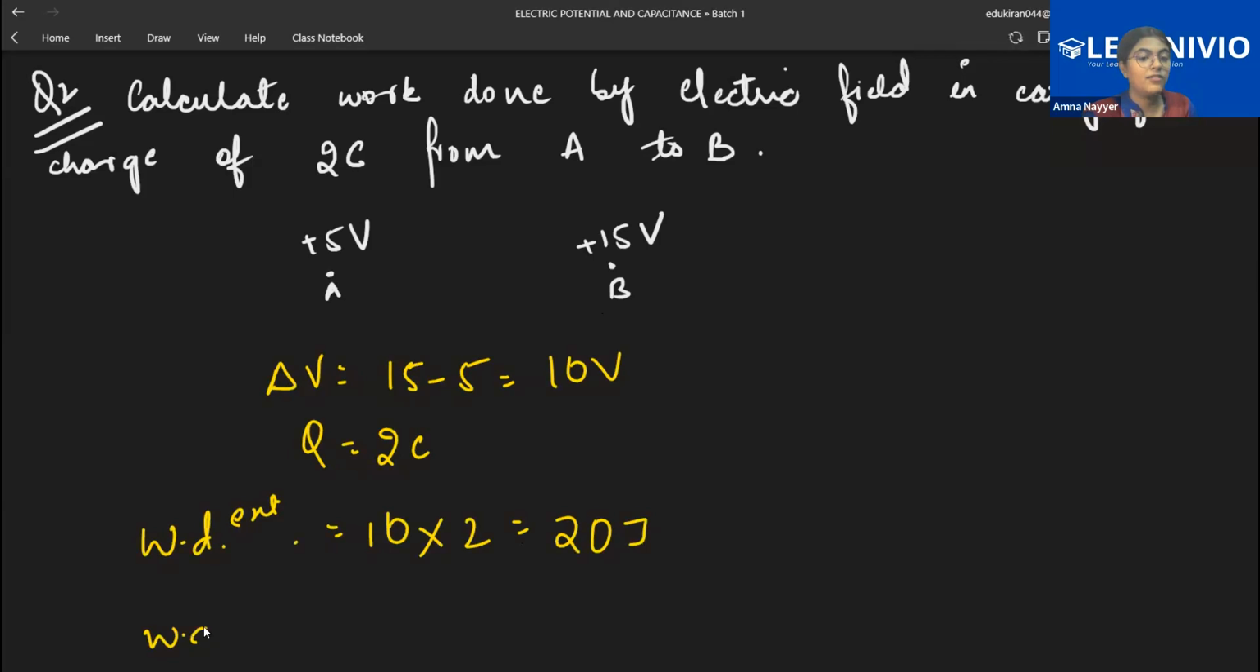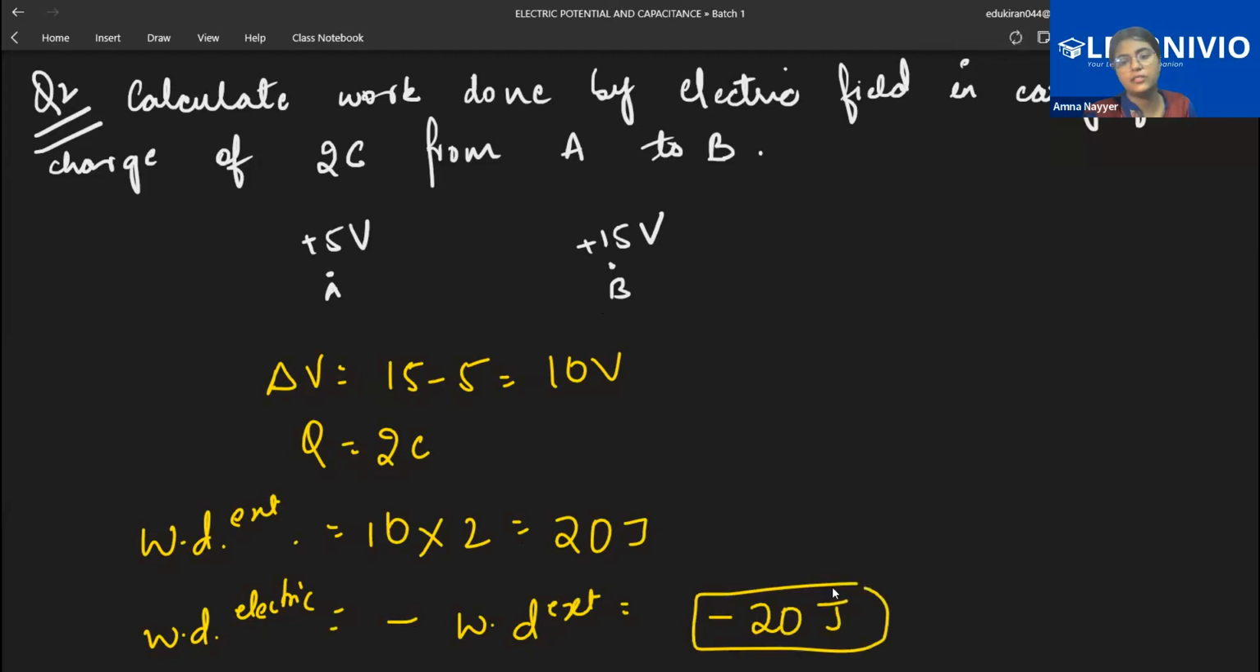But when you have to calculate work done by the electric field, then you have to write the negative of it. Negative of work done by external, which is equal to minus 20. That's it. Write it. One more question we'll see.